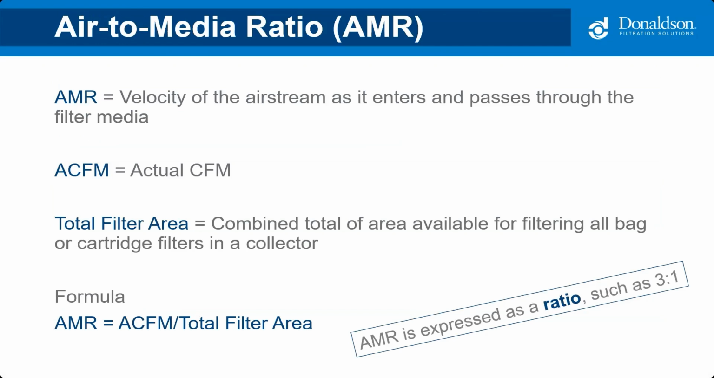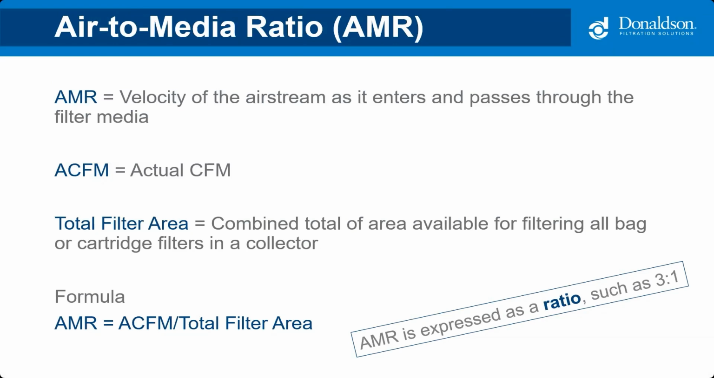Air to media ratio. When you have your airflow, the next thing that I'm going to want to find out is how much cloth area you have in your baghouse. The reason I need to know that is that the amount of filter media you have inside your dust collector determines how easily you can pass that air through it.